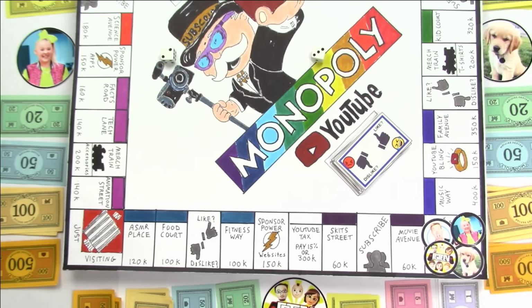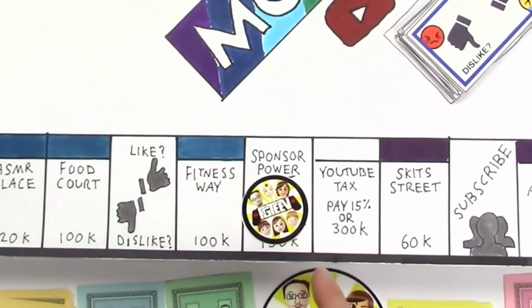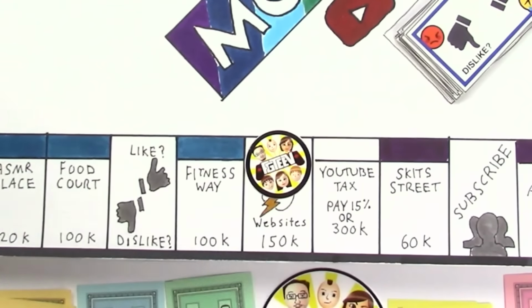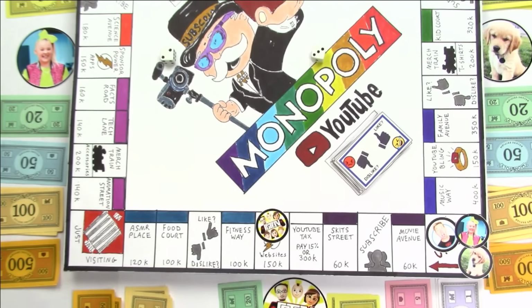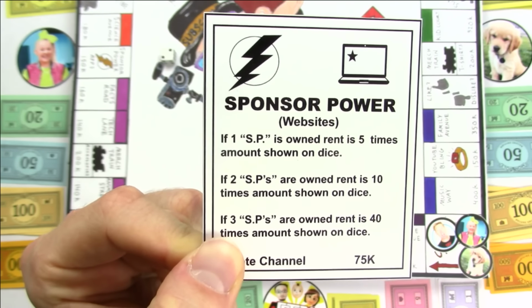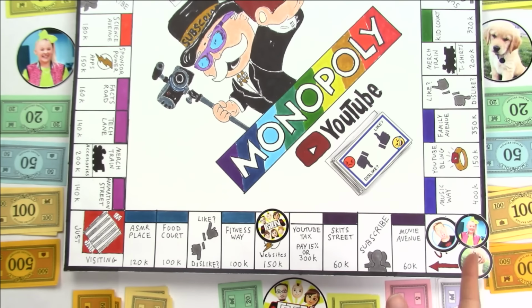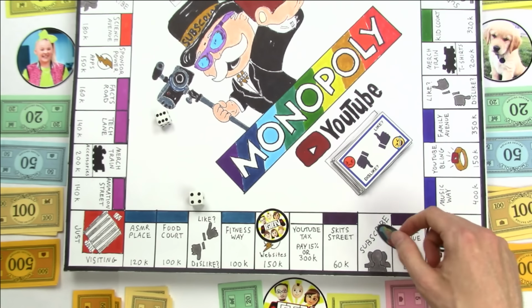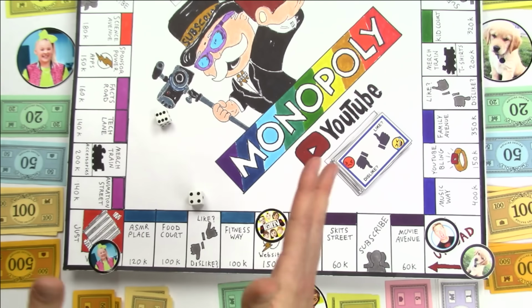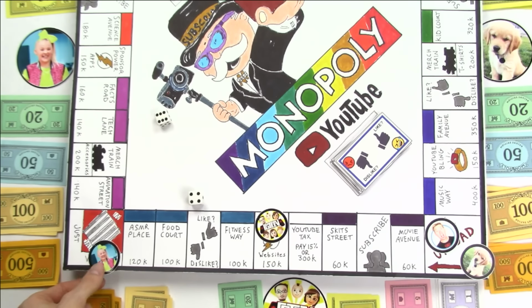That's a 5. Oh, sponsor power. Websites. Yeah, they're gonna buy it for 150,000 views. So, FGTeeV now owns this card. Okay, JoJo Siwa is up next. That's 10. Okay, that might look bad, but it's actually fine. It just says, just visiting. So she's in the clear.